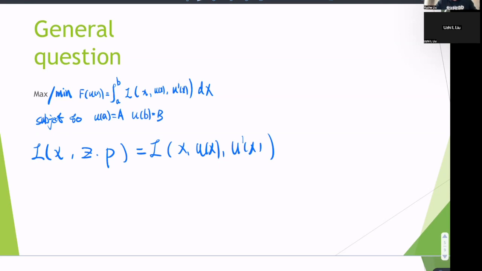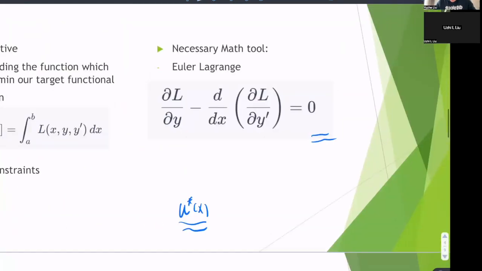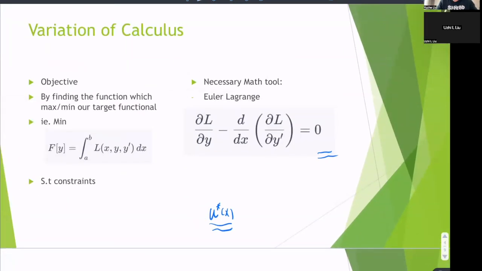The purpose of doing this is that later on we recall from our Euler-Lagrange equations.